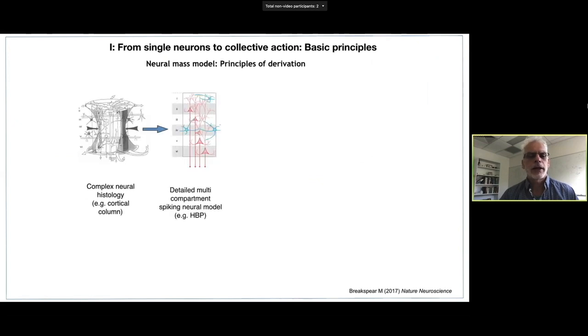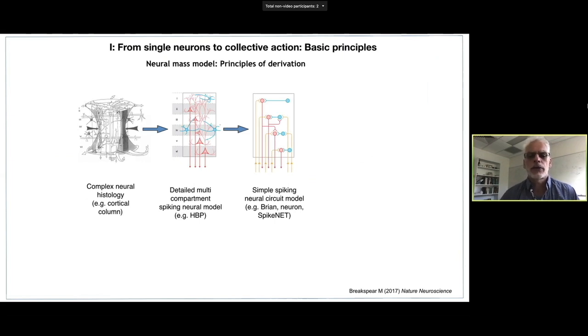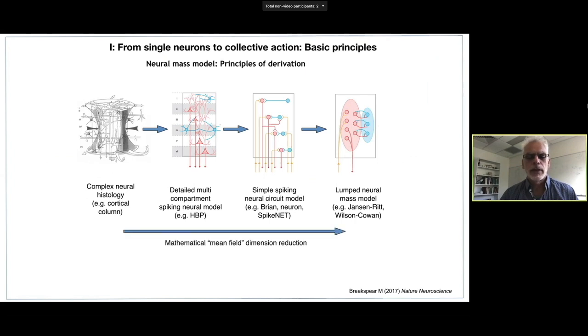So how do we do this? We take our complicated, beautiful neural histologically defined column. We abstract that down to spiking neurons with dendritic and other compartments. We abstract that further to simple spiking neurons, which we can simulate. I've just shown you those. And then we use this so-called mean field approximation just to model the mean and the variance. And in most of our models, just the mean. We keep the variance fixed. This is the mean field or dimension reduction, of which there's several approaches of various complexities.